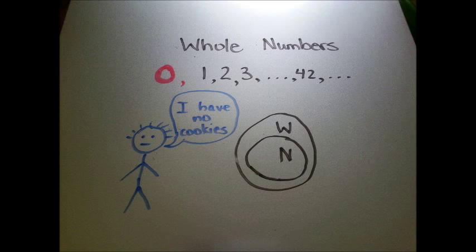A little bit later on, we start to notice, wait a minute, I don't have something. I don't have any toys. I don't have any cookies. This introduces us to the idea of 0, and adding 0 to the natural numbers gives us the whole numbers. They have the symbol W.